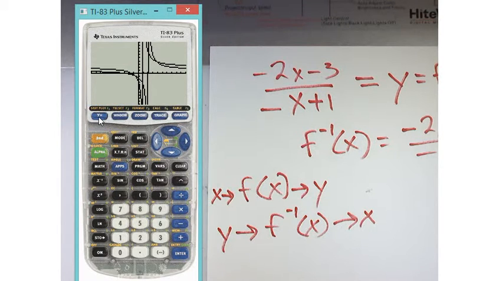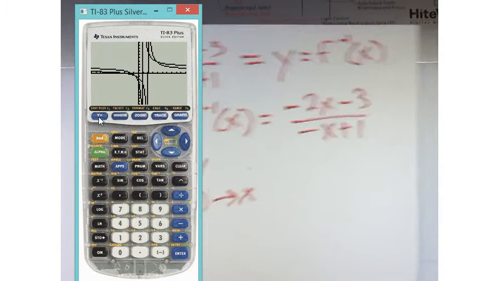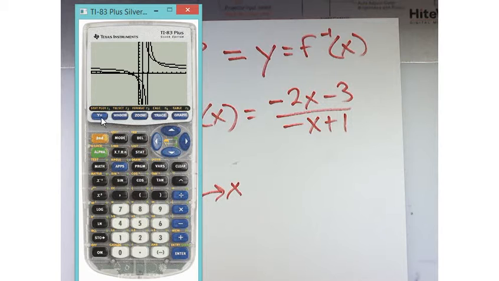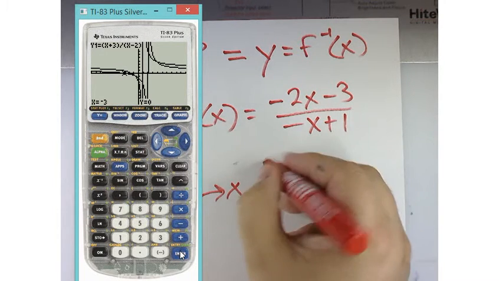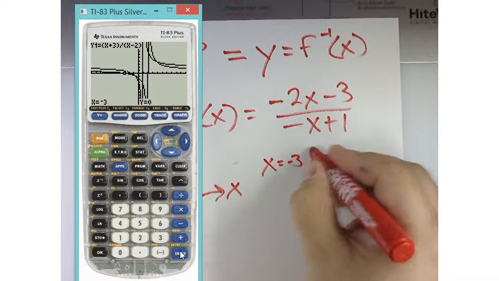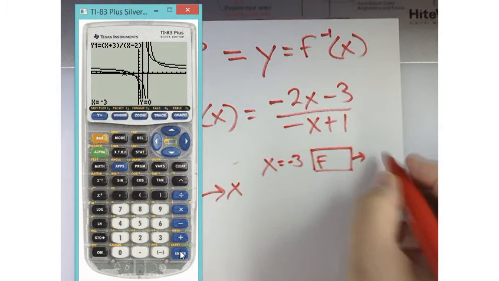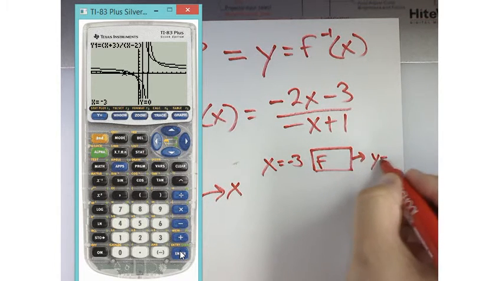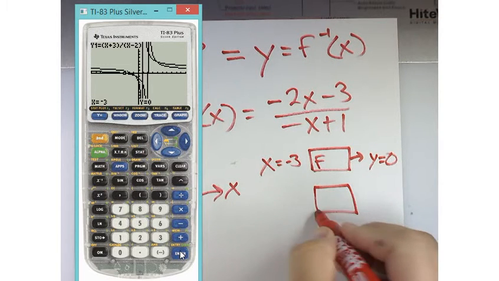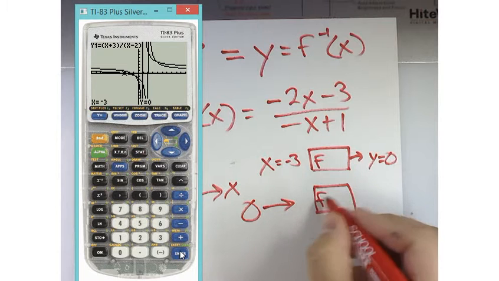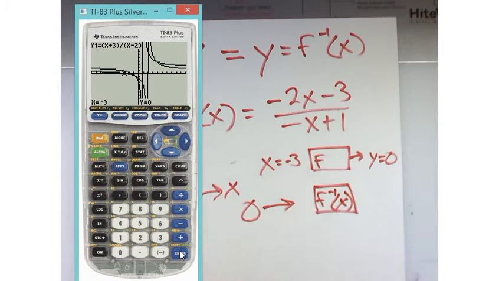Well, we have both of our functions here. If I click trace, notice it says y sub 1 is x plus 3 all over x minus 2. I can arbitrarily plug in a value for x, so I'm going to plug in negative 3. What that's telling me is that if I let x equal negative 3 and plug that into my function f of x, it's going to spit out a y value of 0. Now, if I plug 0 into my inverse, I should get negative 3.